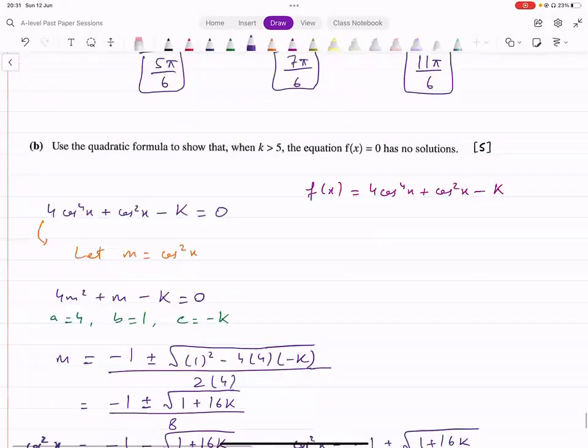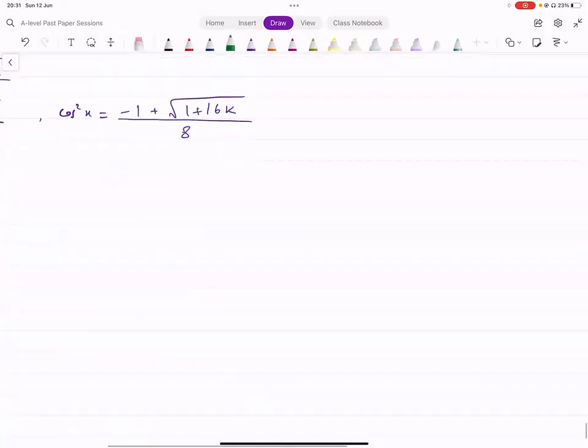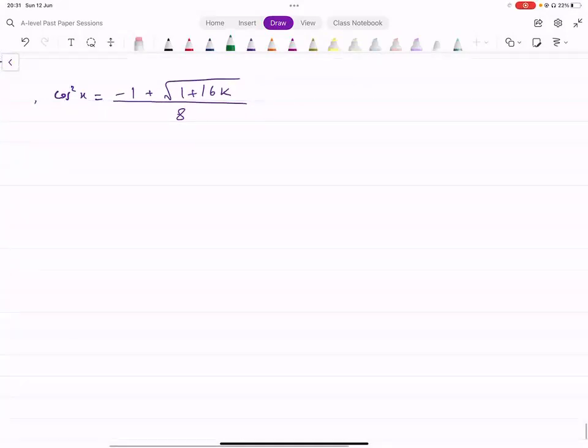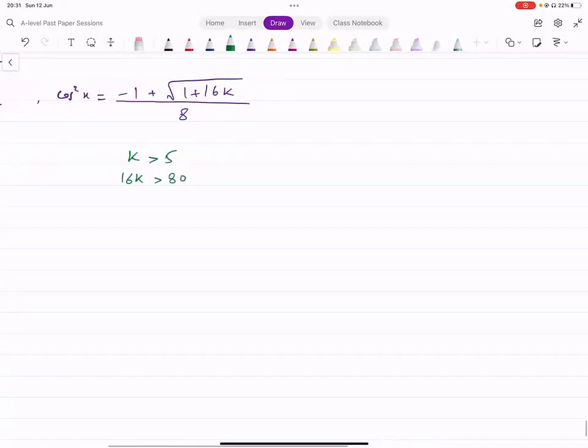Now it says we have to show that when k is greater than 5, this equation has no solutions. Now let's see what is going to happen if k was greater than 5. Now, how do we think about this? We could say, if k is greater than 5, let's do it step by step. Let's break it down into smaller parts. If k is greater than 5, what about 16k? 16k is going to be greater than 16 into 5, which is going to be 80, right? What about 1 plus 16k? That's 1 plus 16k greater than 1 plus 80, which is 81.